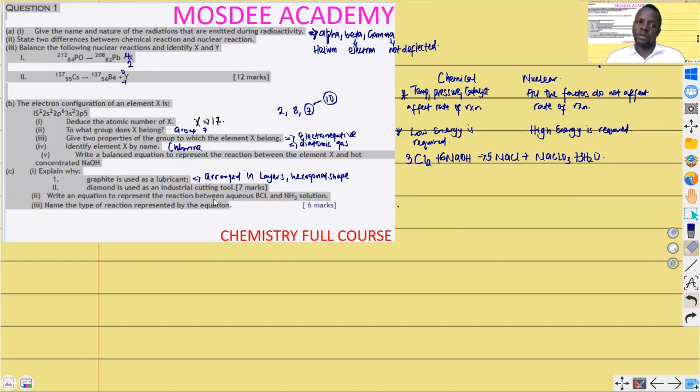Please adjust your network. The next one says diamond is used as an industrial cutter. It's also the same thing as what we've talked about now. It's because of the shape of diamond. Remember, diamond is said to be the hardest substance known, and it forms an octahedral shape. The reason is that diamond forms a three-dimensional shape.